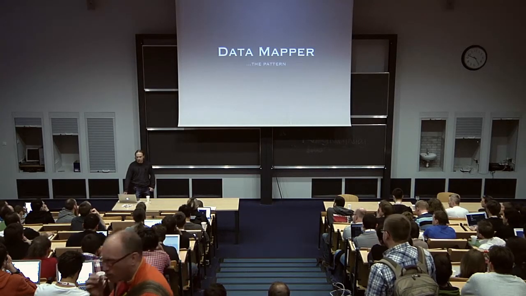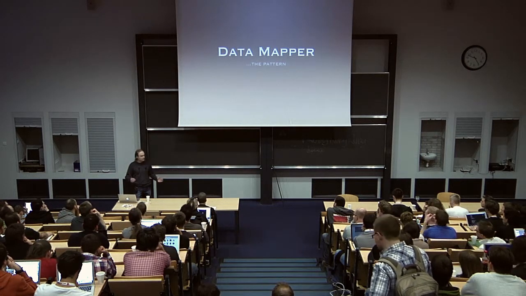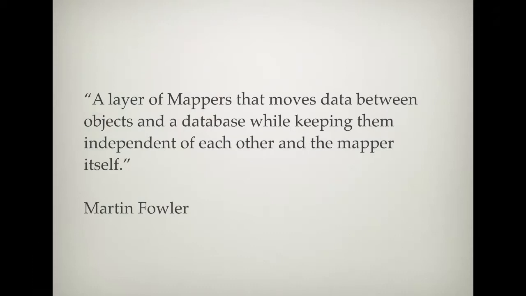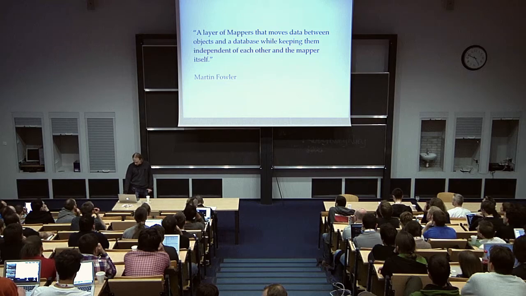And the recent book from Avdi Grimm, already mentioned at this conference, Objects on Rails: the solutions that Avdi suggests actually lead to DataMapper, because we're trying to separate persistence from domain logic. And this is what DataMapper is all about. The pattern, again, is described by Martin Fowler, surprisingly. He writes that DataMapper is a layer of mappers that moves data between objects and a database while keeping them independent of each other and the mapper itself. So again, the important thing here is the separation.